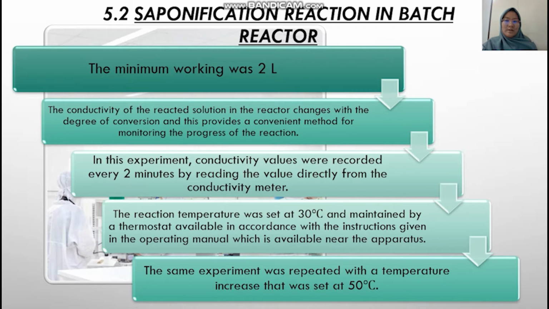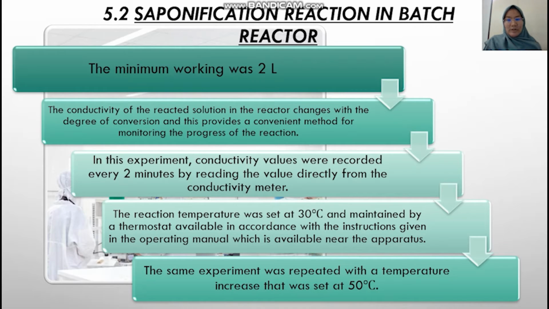Next, for the saponification reaction in the batch reactor. First, the minimum working volume was 2 liters. Then the conductivity of the solution in the reactor changed with the degree of conversion, and this provides a convenient method for monitoring the progress of the reaction.